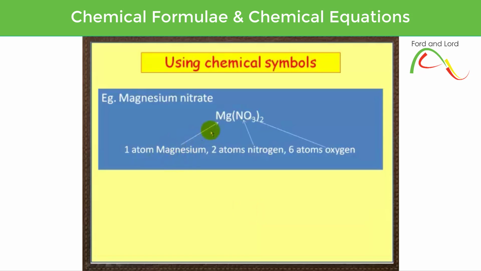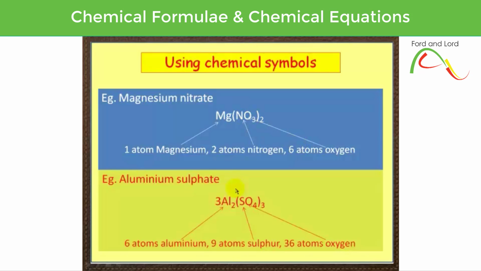Magnesium nitrate, Mg. Now look, a bracket. So we've got two nitrogens, 2 times 3. We're not adding, we're multiplying. 2 times 3. That is 6 atoms of oxygen. Last one. Oh my goodness. Talk about making it difficult for ourselves. Look at this one. Aluminium sulfate.